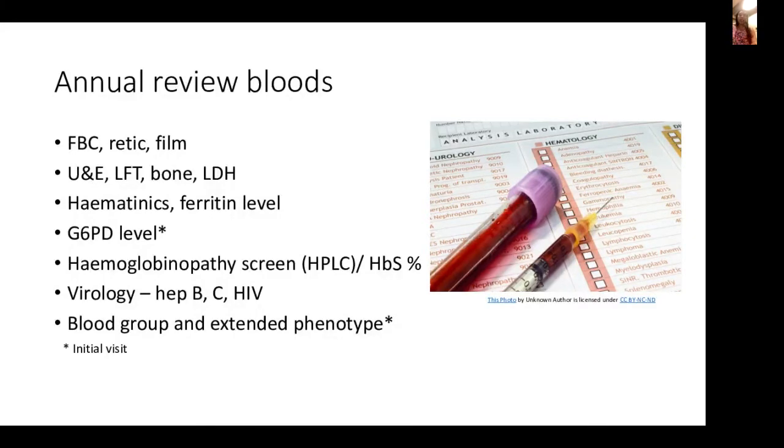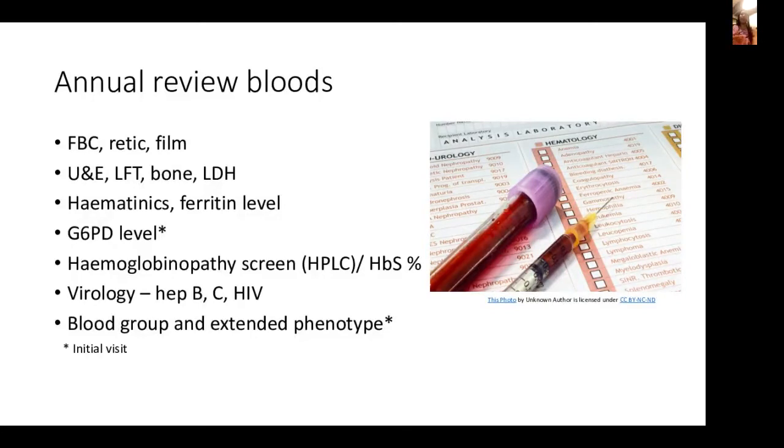we do send a G6PD level, because a lot of patients from Africa who have sickle cell also co-inherit G6PD deficiency, and that combination, I mean sickle cell and G6PD deficiency, can lead to more hemolysis, but also that has management implications, because you're going to avoid certain drugs if they've got G6PD deficiency. So it's important to know that.